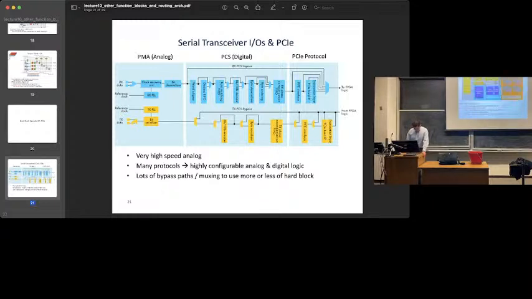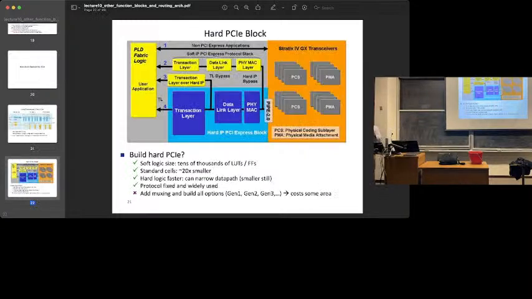Okay, so should you build hard PCIe? All modern FPGAs have it, so we know the answer is yes. But what was the decision process on it? Because it wasn't always hard. It was soft first. So the soft logic size is big. The protocol is relatively complicated. This part has to be hard, right? The part where you have that high speed analog signaling just can't be done without some hard special purpose circuitry. But after that, I could choose to do the digital stuff and certainly the higher levels of the protocol in the soft logic.